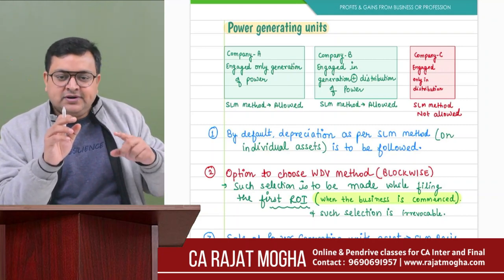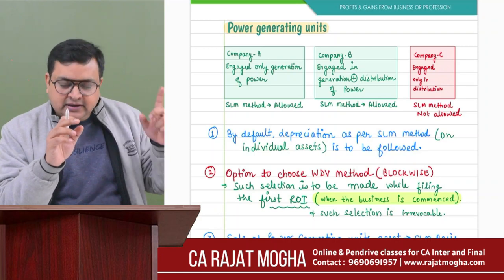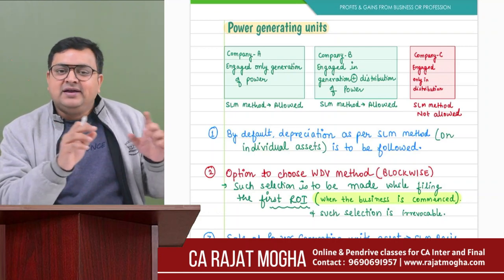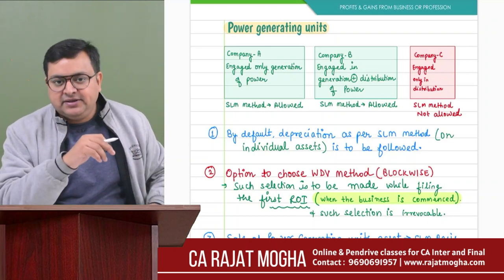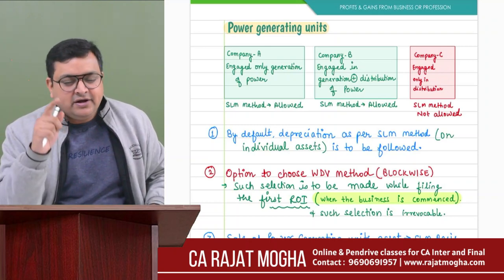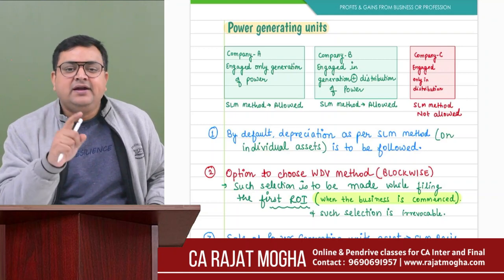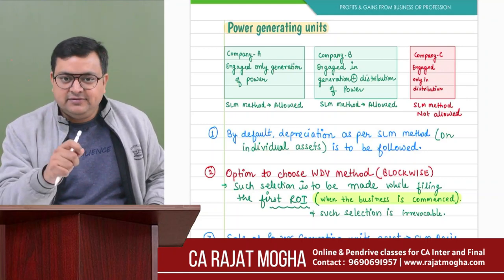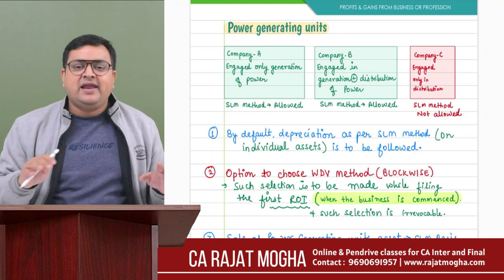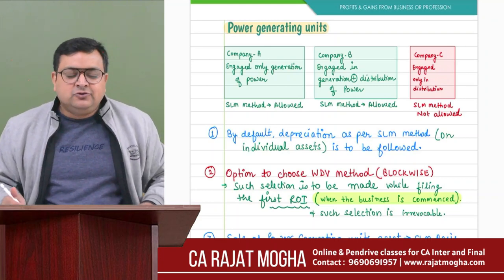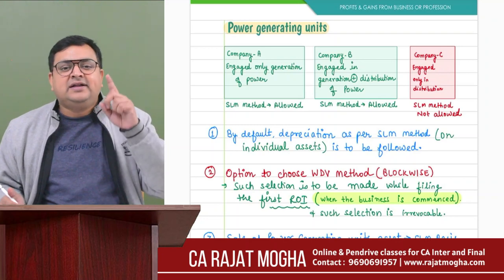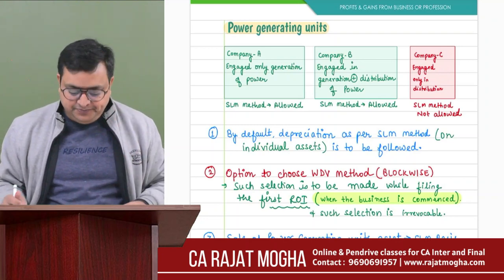If they choose the WDV method in that very first year, they cannot come back and say that now they would like to change their method. Because whatever method is chosen by them is irrevocable, irreversible, right? So for the entire lifetime of the SSE, they have to take that method only. The only chance they have is at the time of filing their first return, right?